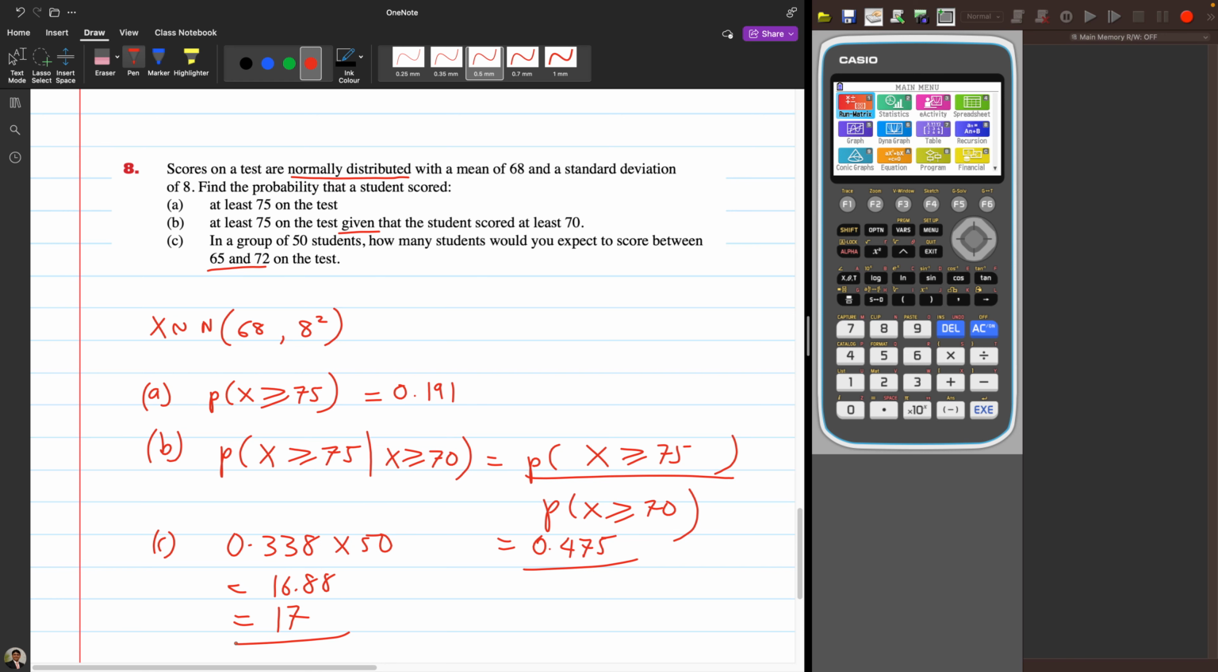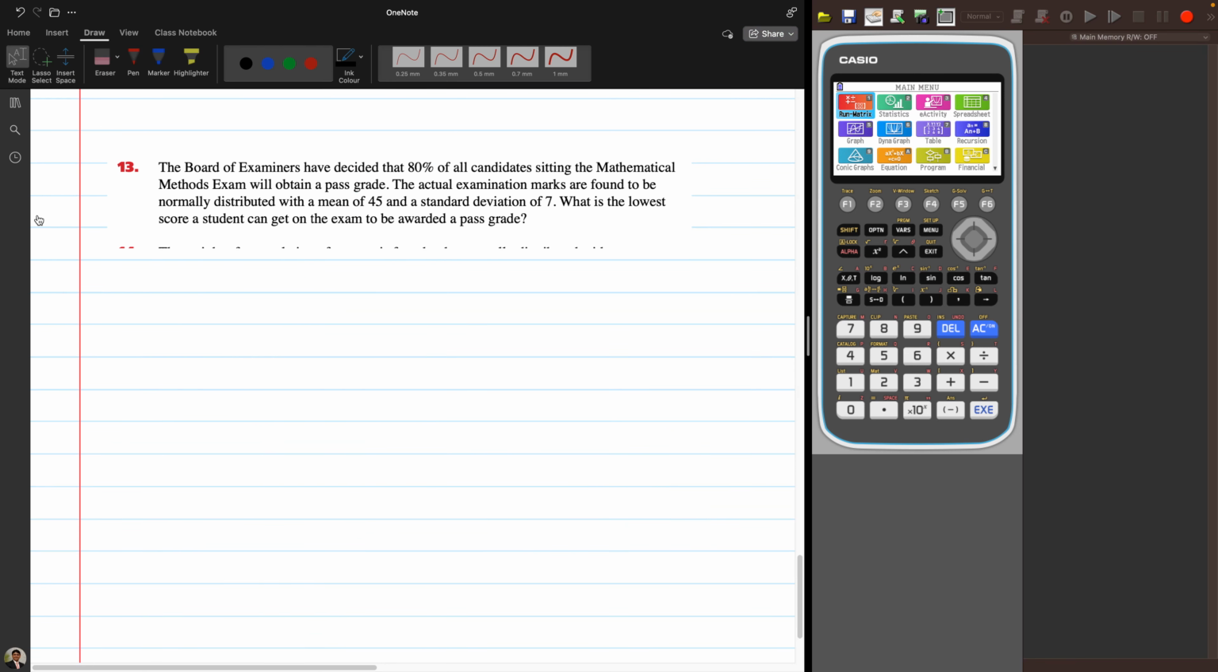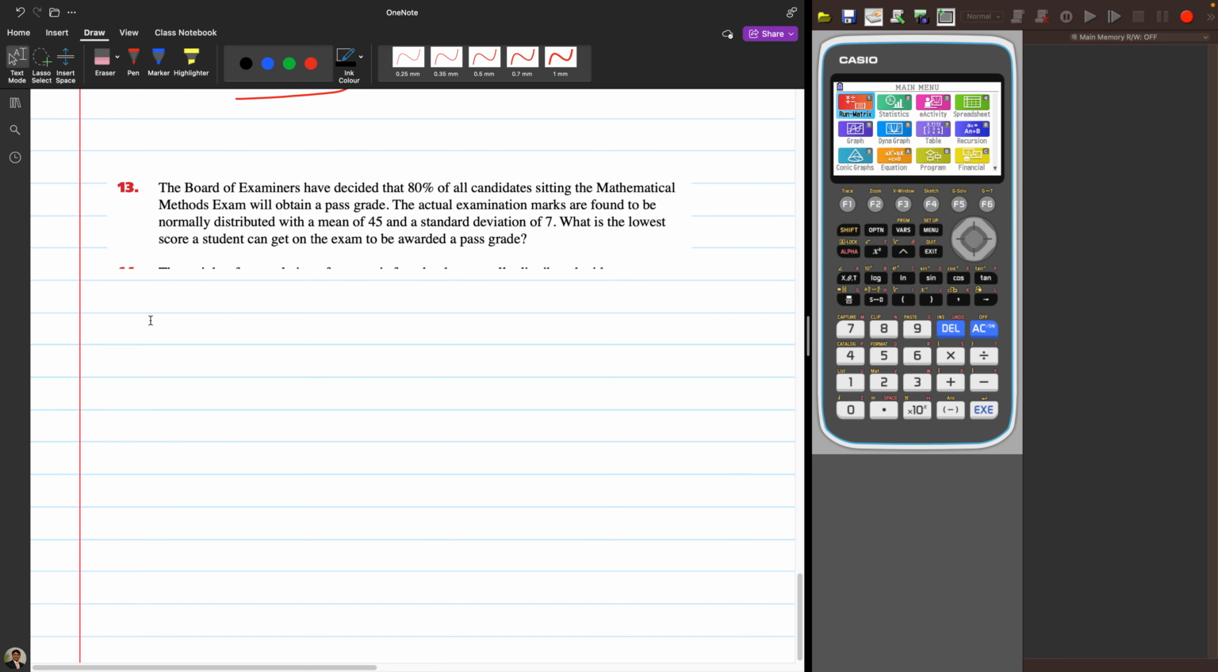So 17 students. If you try to do this sum, the board of examiners have decided that 80% of the candidates sitting the mathematical methods exam will obtain a pass grade. The actual examination marks are found to be normally distributed. Assume your marks as a continuous distribution, because the question is asking you to do so. Mean is 45 and the variance is 7 squared. What is the lowest score?